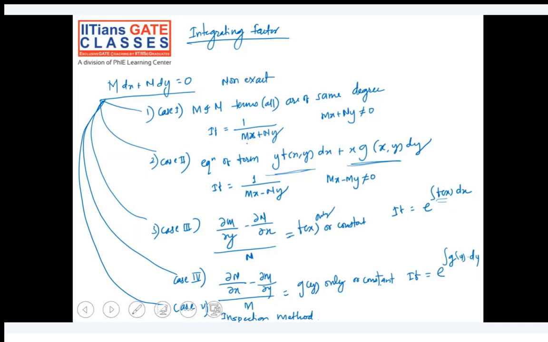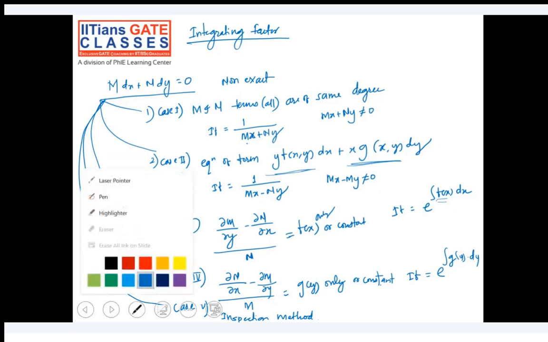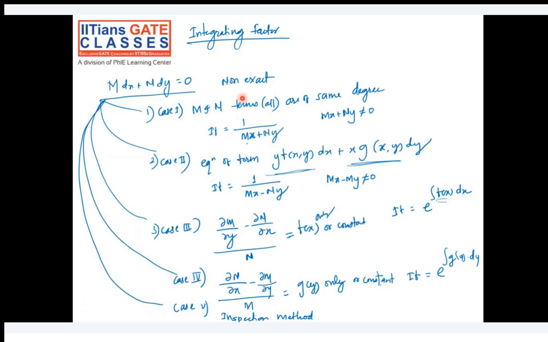The question comes, how to find the integrating factor? So there are different possible cases which we have to take into consideration while calculating the integrating factor. Case number one, in mdx plus ndy equal to 0 equation, if m and n terms are of the same degree, if all terms are of the same degree, then the integrating factor is 1 upon mx plus ny. Mx plus ny meaning is m into x plus n into y. It is not the differentiation of m with respect to x. M multiplied by x plus n multiplied by y is the integrating factor.